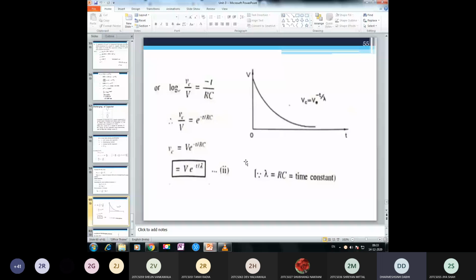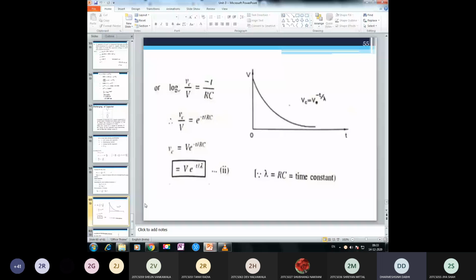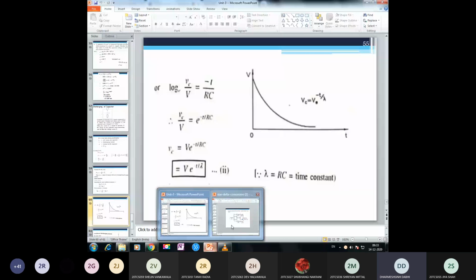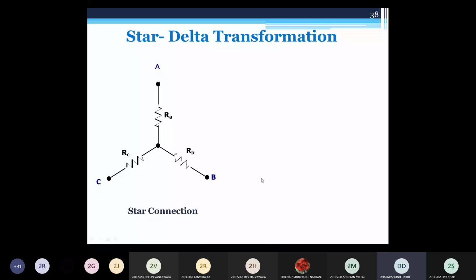So in the second chapter, one topic is missing. First we decided to remove this star delta transformation from your syllabus, but after discussion with the other faculty members, we decided to add this topic to your syllabus. So the second chapter's one topic, star delta transformation, I will cover in this lecture. That is the remaining topic in your second chapter. So let's start the star delta transformation.